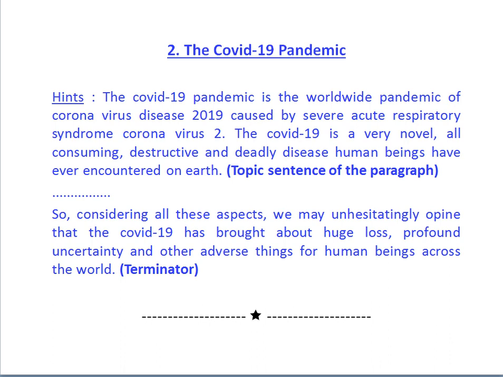Write some other lines contributing to the paragraph in the developing part or in the adding details part. And to wrap up the paragraph, you may include these sentences. So, considering all these aspects, we may undoubtedly opine that COVID-19 has brought about huge loss, profound uncertainty, and other adverse things for human beings across the world. These sentences may work as a terminator for the paragraph.